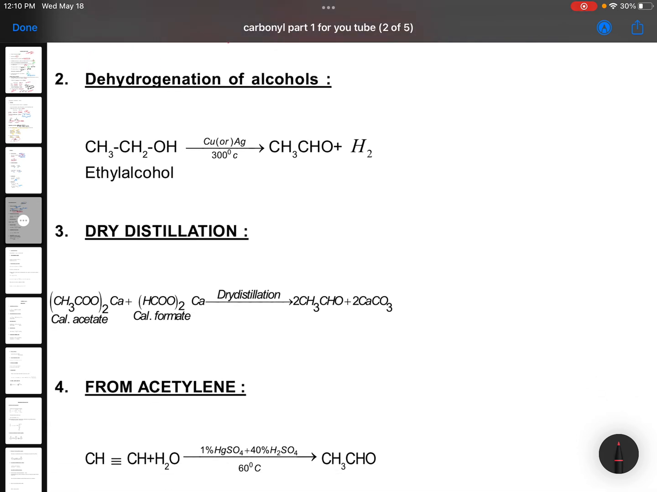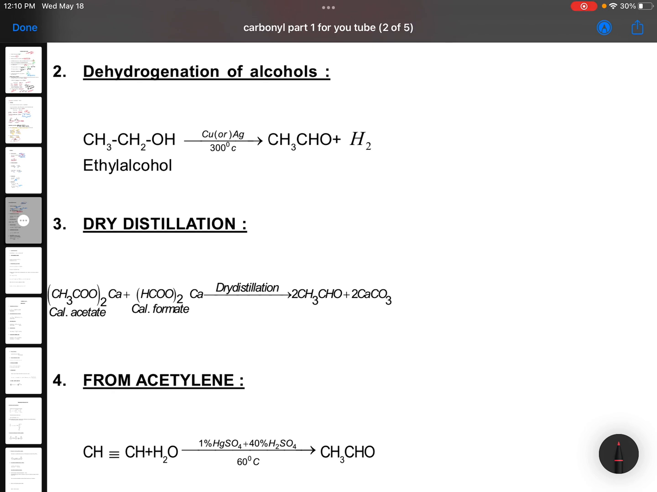Then coming to dehydrogenation. This also looks like oxidation only because we are removing hydrogen. That you can do in the presence of copper or silver at 300 degrees Celsius. Primary alcohols are converted to aldehydes. Secondary alcohols will give you ketones, and tertiary alcohols will give you alkenes.